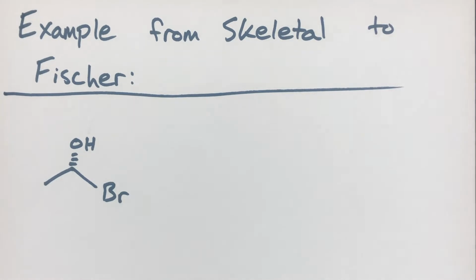All right, so here is our first example going all the way from the skeletal structure to the Fischer projection. First, I always think it's best when you're looking at these different structural representations to start with a molecular model. So let's represent this in a molecular model.